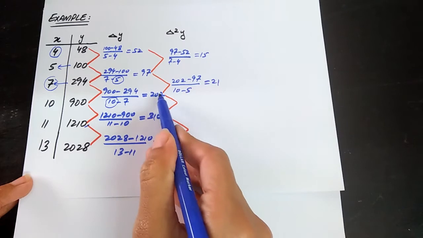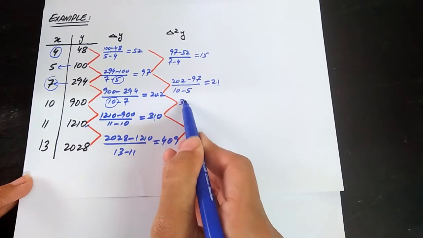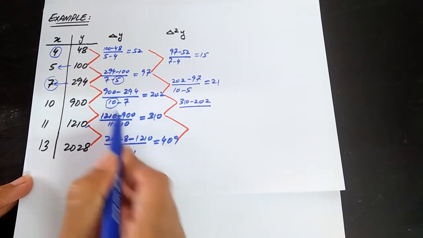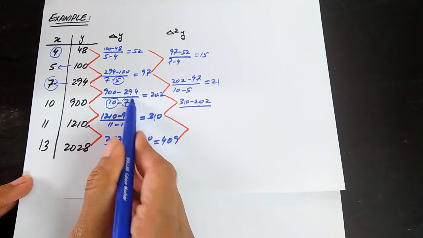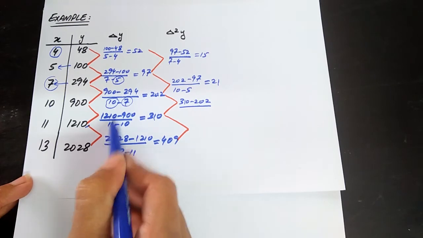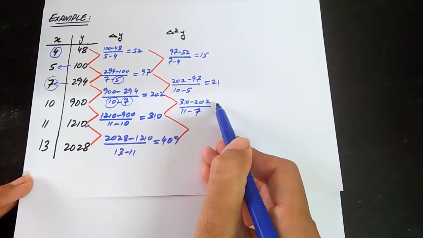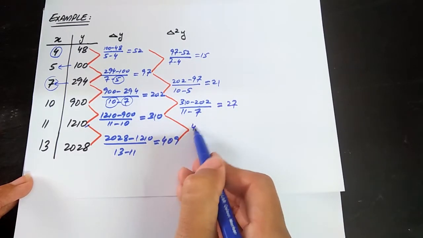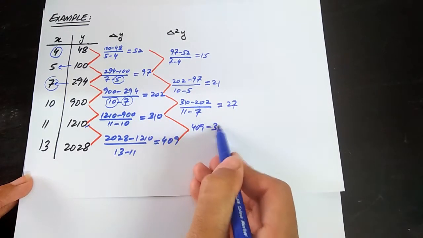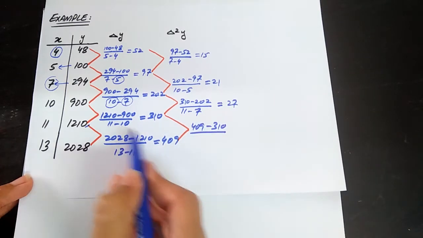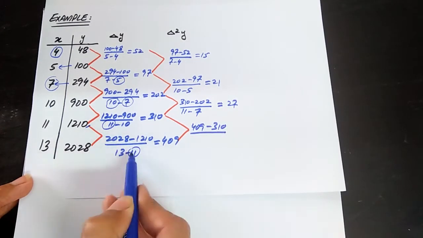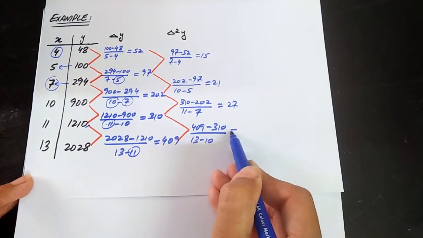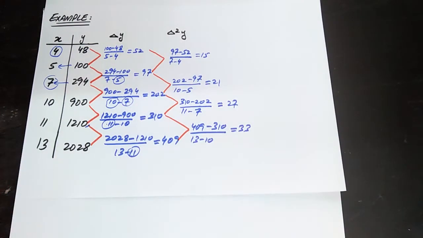Now 310 minus 202 divided by, it is starting from 7 till 11. So it will be 11 minus 7. It will be equal to 27. Now the last one, 409 minus 310 divided by, this 11 will be skipped. It will be 13 minus 10. So it will give me the answer 33. This is my second difference.